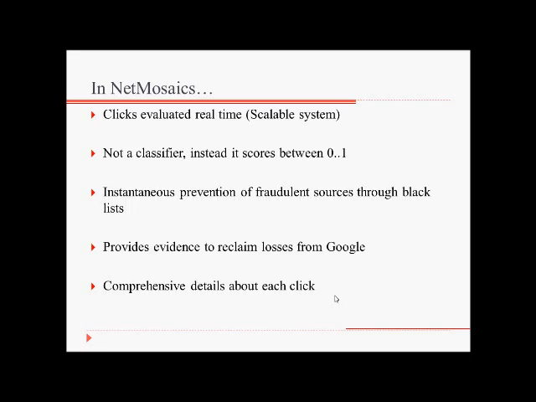NetMosaics has a few other unique characteristics which are worth mentioning. We do not evaluate clicks as valid or invalid. Instead, we give them a score between 0 and 1, where 0 stands for a genuine click and 1 stands for a fraudulent click. NetMosaics also has blacklists, which are used to prevent fraudulent traffic instantaneously.